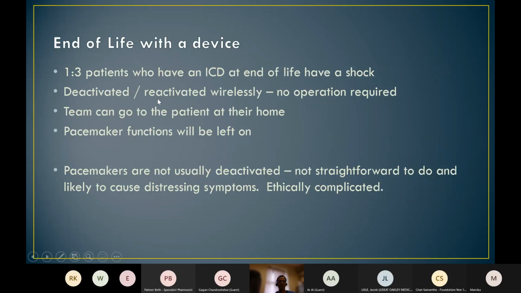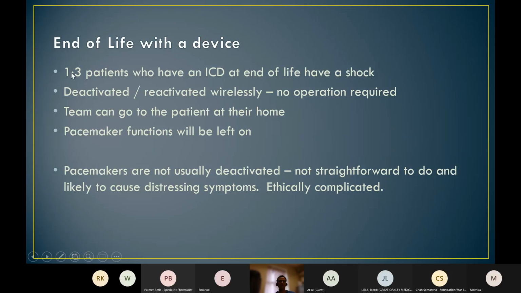That can be done wirelessly, and it can be switched back on again wirelessly. It doesn't need an operation. The pacemaker team can respond very rapidly and go to see them at their home to get it switched off. They will leave on the pacemaker function. So the patient's not going to die suddenly unless they're unlucky enough to go straight into VT/VF, but it's likely that they will slip away peacefully if you can deactivate the device as opposed to having lots and lots of shocks. So do remember that.